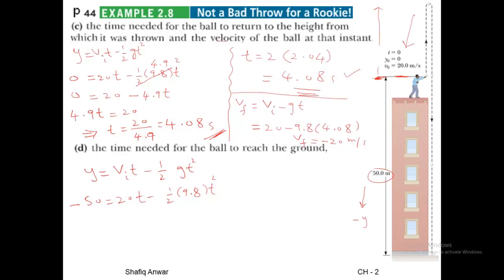I take all these things on the left side. This will be 9.8 divided by 2, 4.9, and the signs change. So 4.9 t square minus 20t minus 50 is equal to 0. You see, you have an equation like ax square plus bx plus c equals 0. This is a quadratic equation, and you have to find the unknown. Here t is unknown, a is 4.9, b is minus 20, c is minus 50.